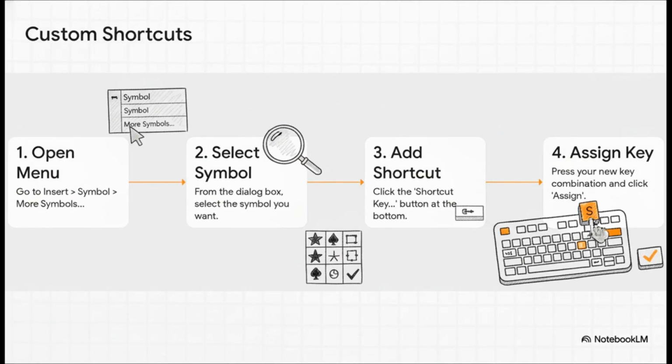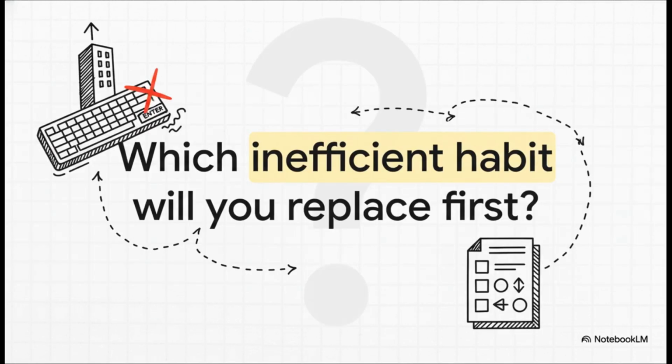And what if there's a symbol you use all the time that doesn't already have a shortcut? No problem. You can create your own. This is a fantastic way to customize Word to fit your exact workflow. You just find the symbol you want in the menu, click the shortcut key button, and assign it whatever key combination you want. So there you have it, a deep dive into the architectural power of the Insert tab.